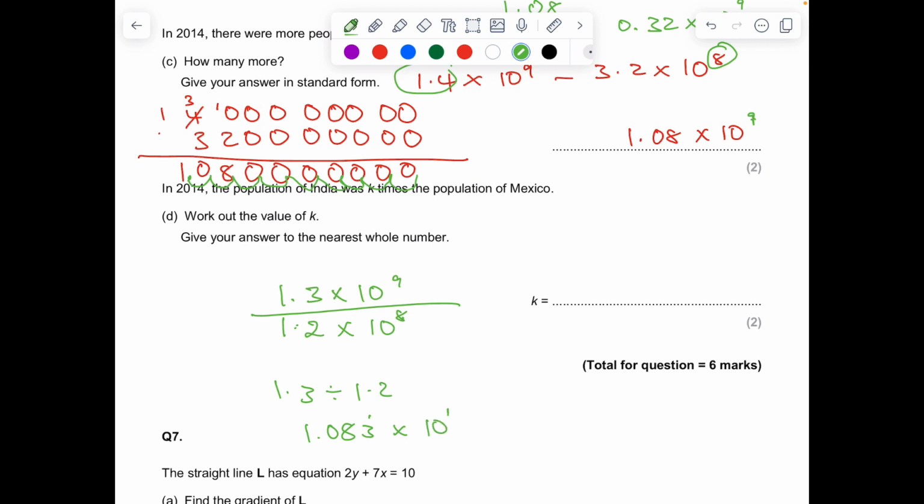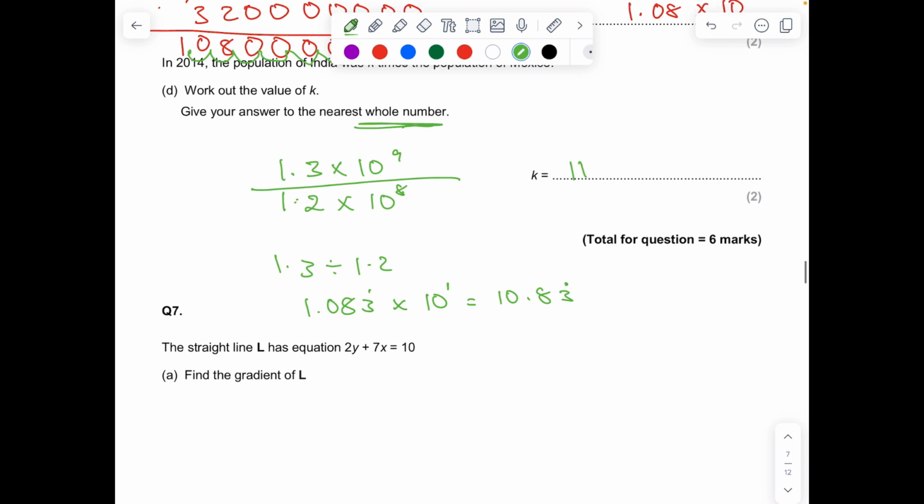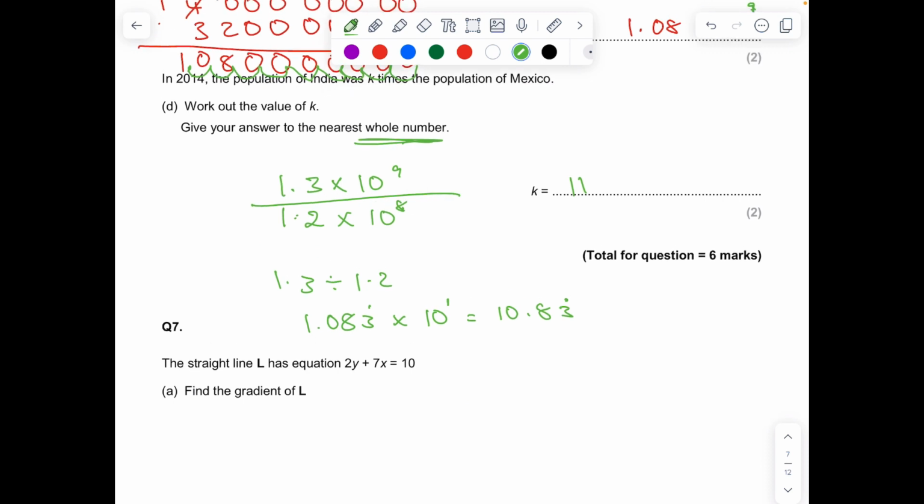Now that, if I times that by 10, because it says to the nearest whole number, that makes it 10.83 recurring, and to the nearest whole number, that is just 11. Because it wants it to the nearest whole number. But I think you did get some marks for getting the 10.83. So I think you got 1 mark for that.